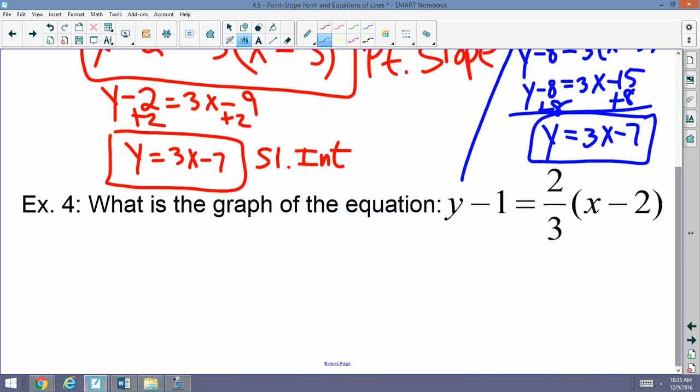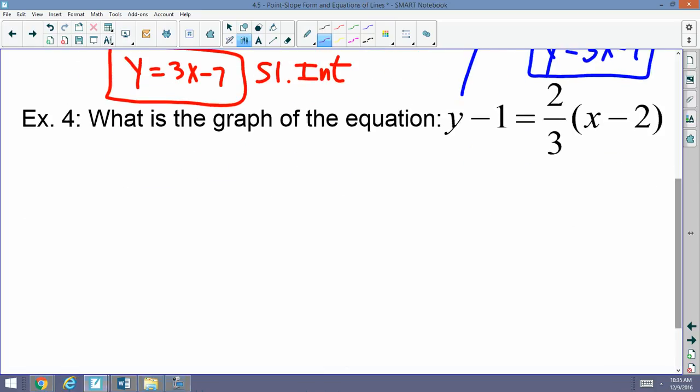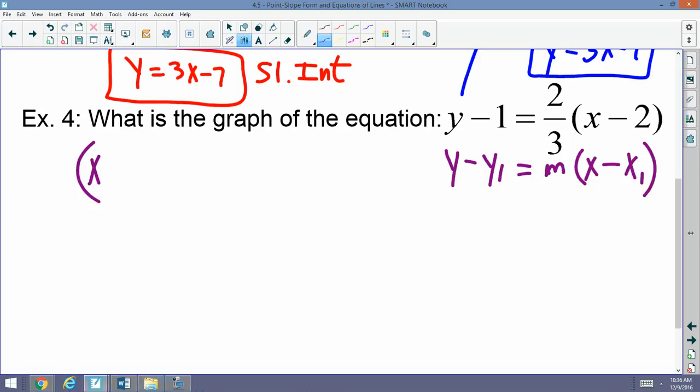Okay, what is the graph of this equation? Now, some people are going to go ahead and turn this into slope-intercept form, which is fine. There's nothing wrong with it, except you're going to have a nasty fraction as a y-intercept. Or you could recognize, hey, wait a second, this is the point-slope form. So this is y minus y1 equals m times x minus x1. So if that's the case, what's my x1, y1, brothers? 2 and 1. Negative 2 and 1? 2 and 1.